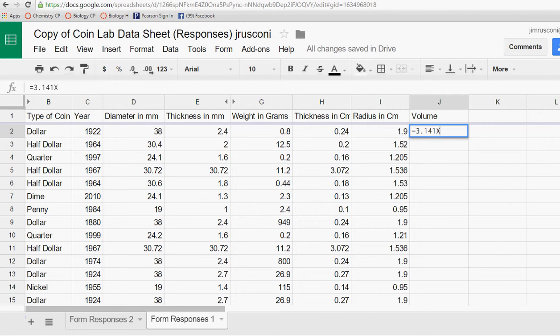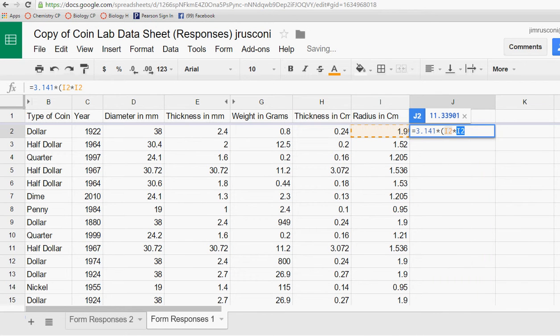Well, I'm actually going to cheat. I'm going to go times the radius, times the radius, and I'm going to select it again. And I just realized I want this to be times. Okay.